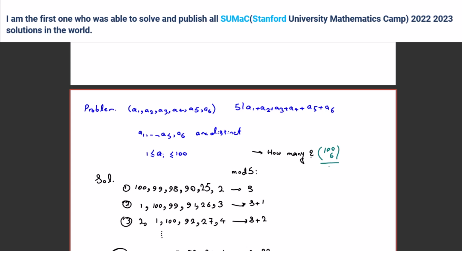Now I want to solve exactly this problem. We calculated the number of subsets, 100 choose 6 over 5. But because we should consider the permutation, we should multiply it by 6 factorial. Okay, understand?